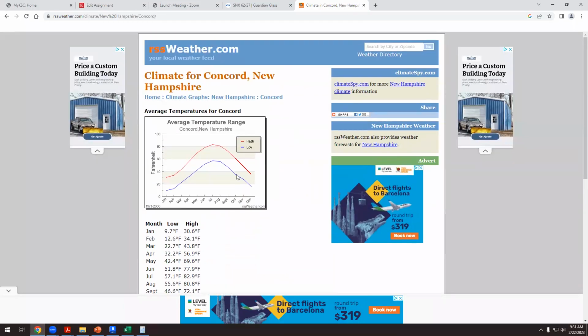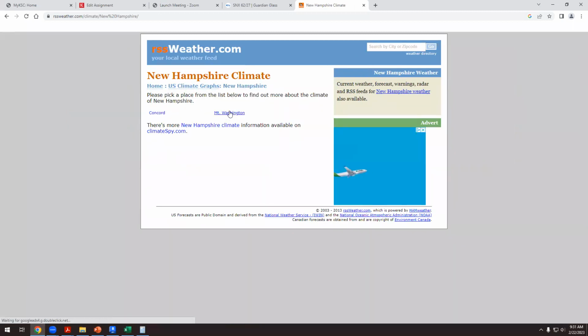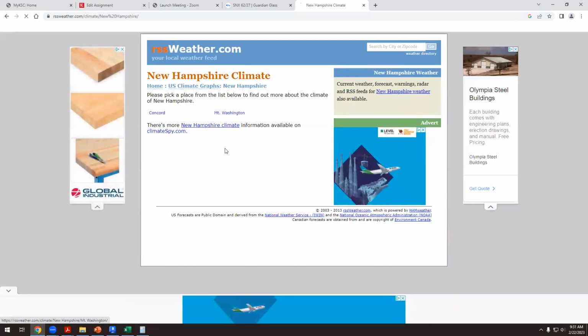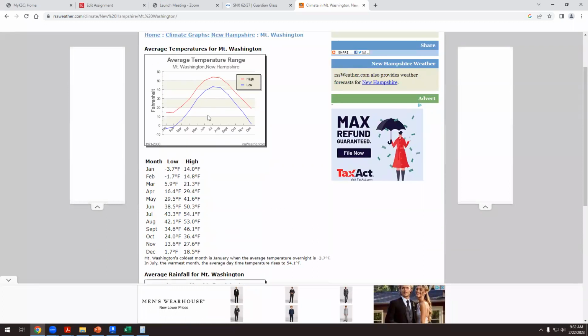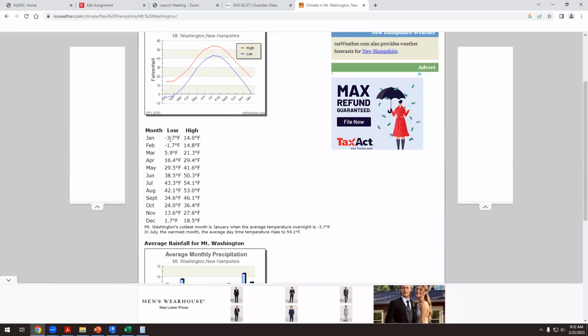Okay, anyway, this is in Concord. Do we have any other? I'm sure that in Mount Washington, the temperature will be much colder. If we're in New Hampshire, probably Mount Washington is the coldest place in New Hampshire. So we can use, in January, the average lowest temperature of negative 3.5.